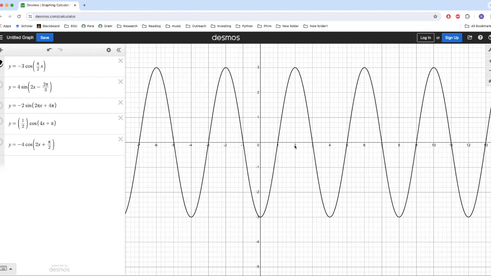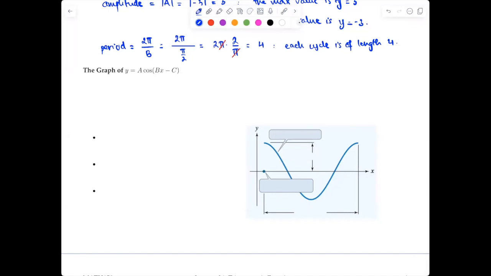So the period is equal to 4. Now let me move on to the graph of transformations of cosine functions. In this case, again, we just want to consider the horizontal transformation. The form of this transformation is y equals a times cosine of bx minus c.